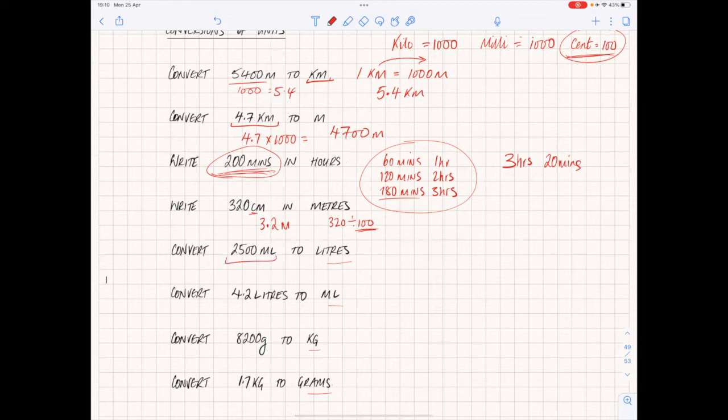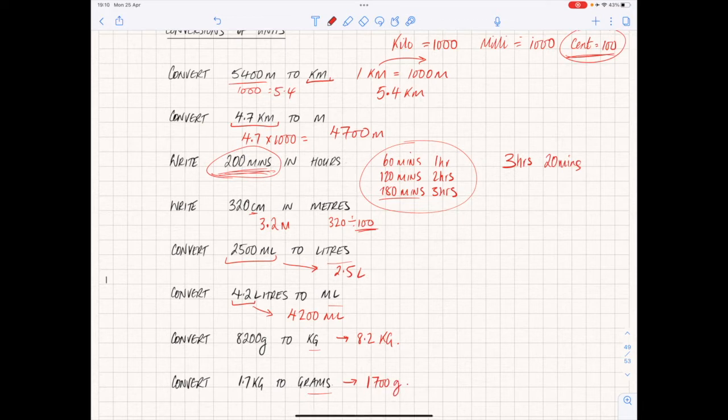So 2,500 millilitres becomes 2.5 litres. Remember, 1,000 would be 1, 2,000 would be 2. And obviously where this is between 2 and 3, it's 2 point something. 4.2 litres becomes 4,200 millilitres. So you're multiplying it by 1,000. 8,200 grams becomes 8.2 kilograms. And then 1.7 kilograms becomes 1,700 grams.